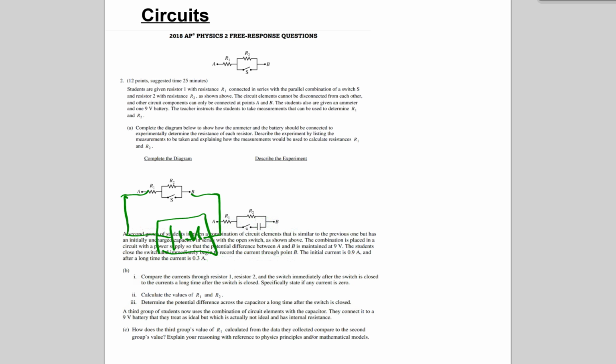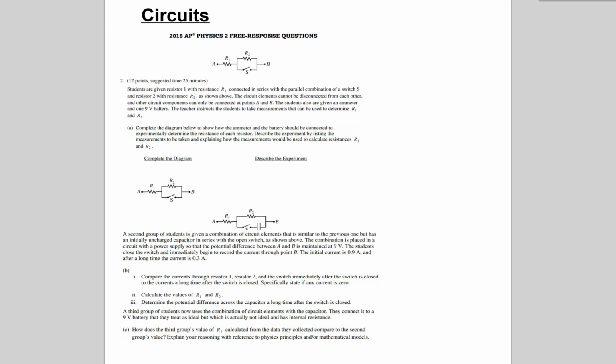All right, third group of students now uses the combination of circuit elements with the capacitor. I should have drawn that. They connect it to a 9-volt battery that they treat as ideal, but it's actually not ideal and has internal resistance. So how does the third group's value of R1 calculated from the data they collected compare to the second group's value? All right, let me draw that again.